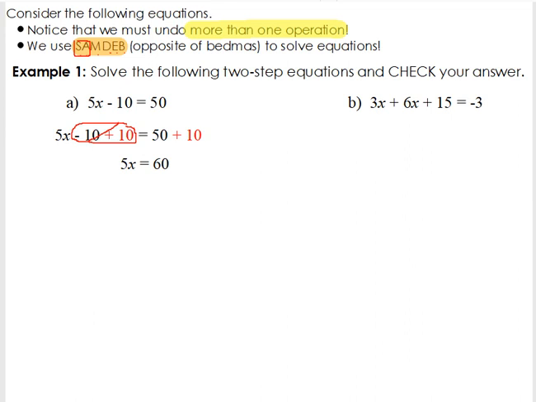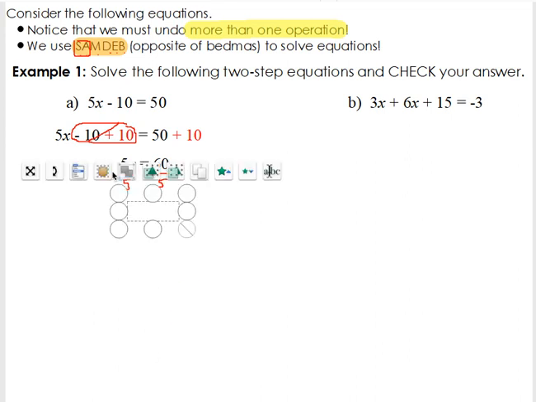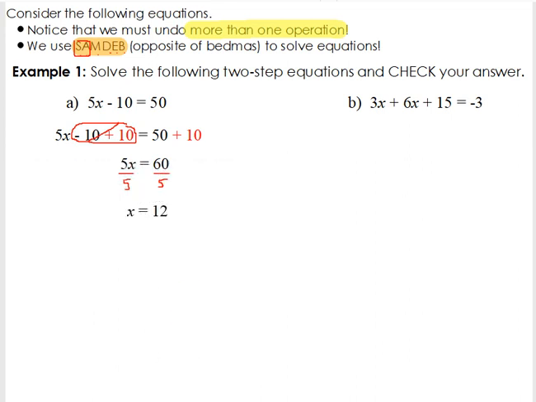Now, at this point, it looks kind of familiar, doesn't it? We have a multiplying 5. How do we get rid of this multiplying 5? Well, we're going to divide by 5. And whatever we do to one side, we got to do the same thing to the other side. Divide each side by 5. And when we do that, we get x equals 12, because these 5's cancel. And off we go.